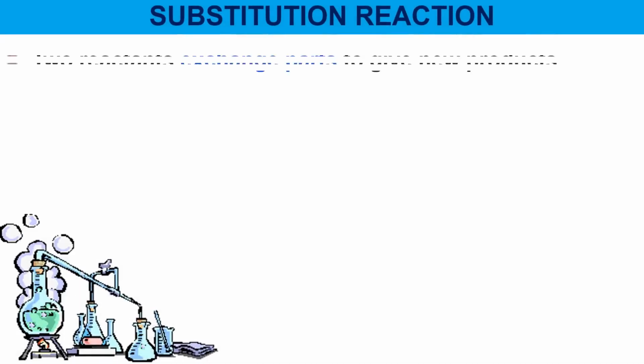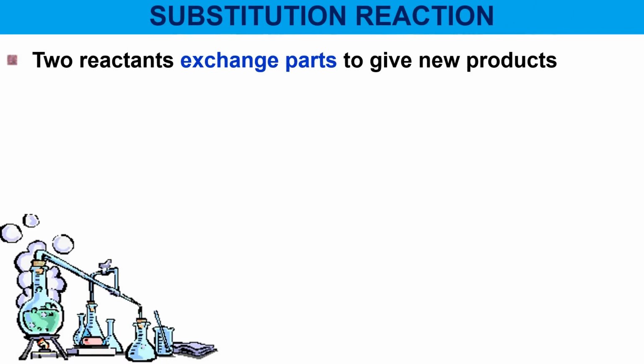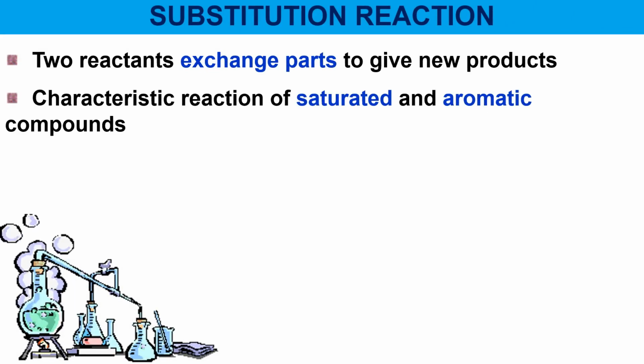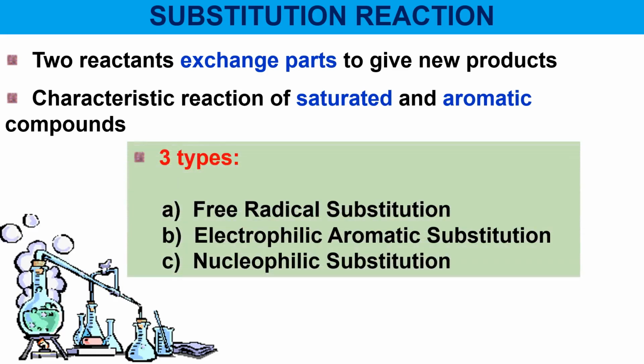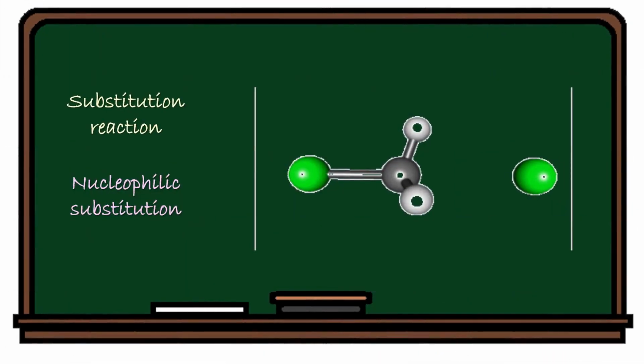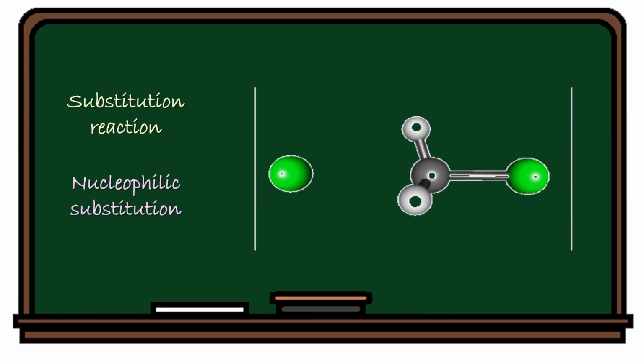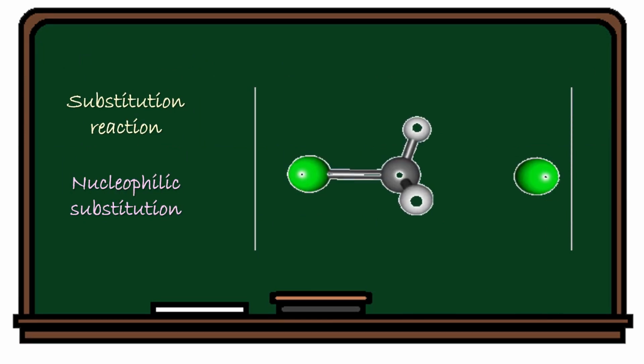Substitution reaction. A reaction involving two reactants exchanging parts to give new products. It is a characteristic reaction of saturated and aromatic compounds. There are three types of substitution reaction: A. Free radical substitution. B. Electrophilic aromatic substitution. C. Nucleophilic substitution. Example of substitution reaction: nucleophilic substitution.